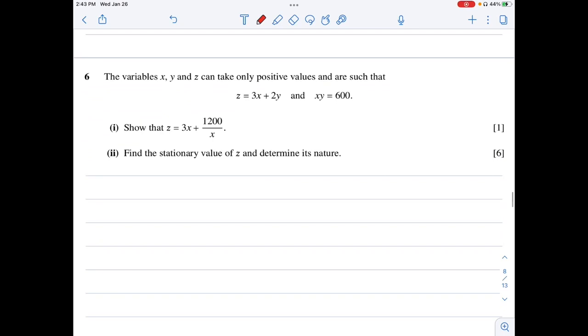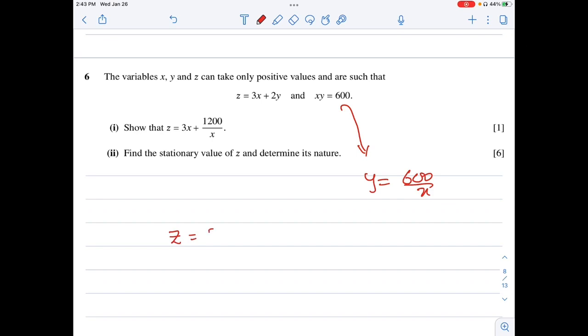Question number 6. The variables x, y, z can take only positive values such that z is equal to 3x plus 2y and xy is equal to 600. Show that z is equal to this. So xy is equal to 600, so y equals 600 upon x.